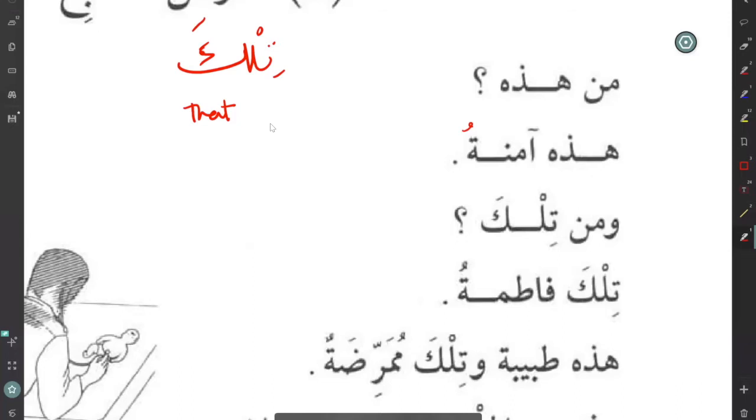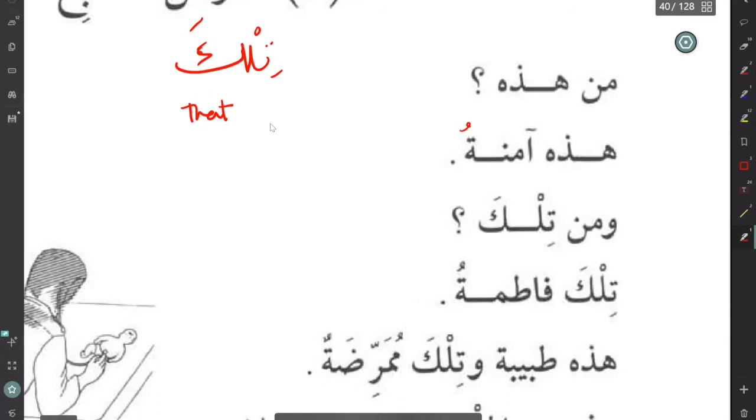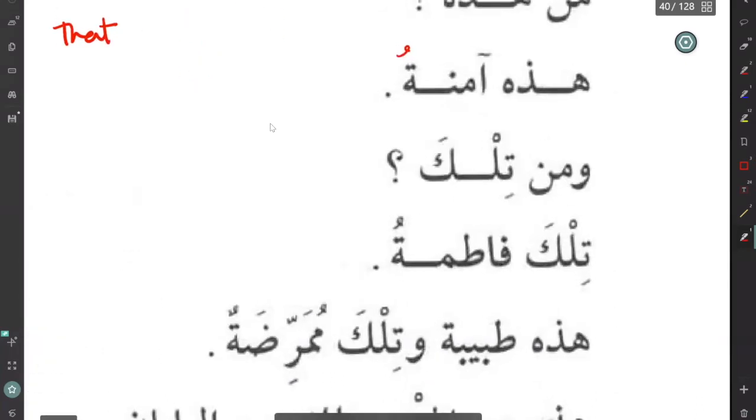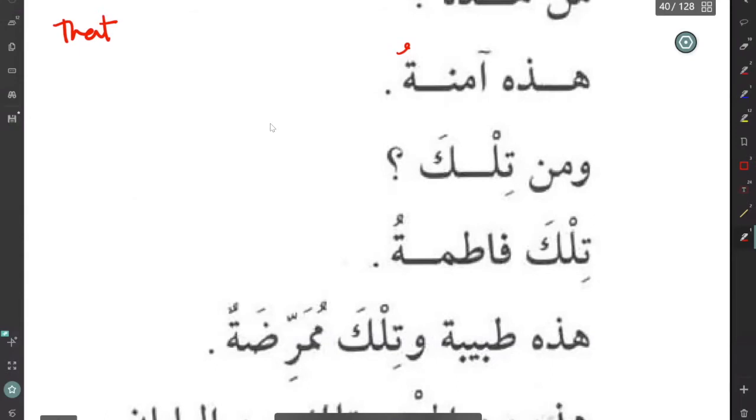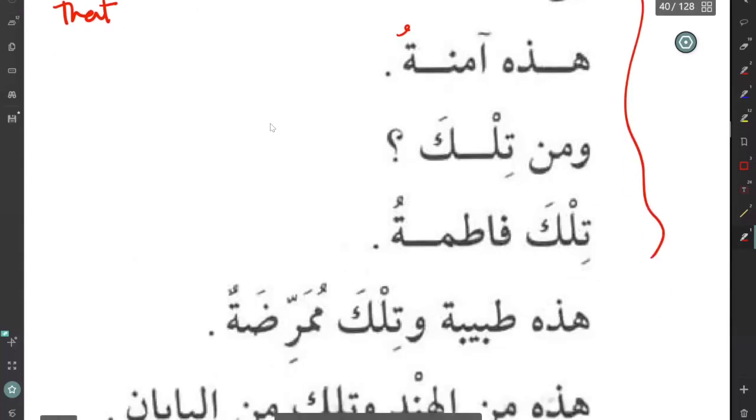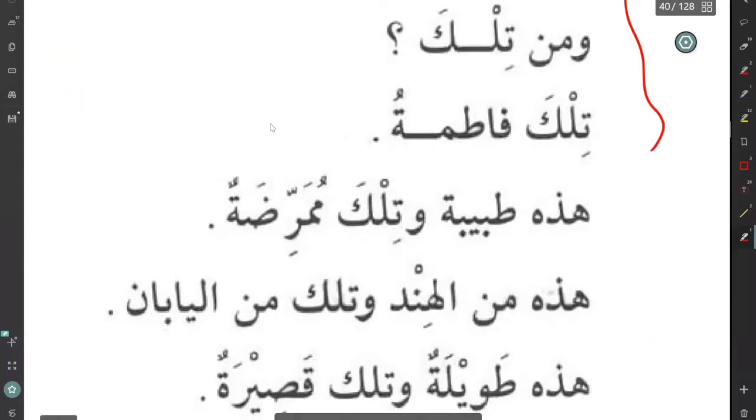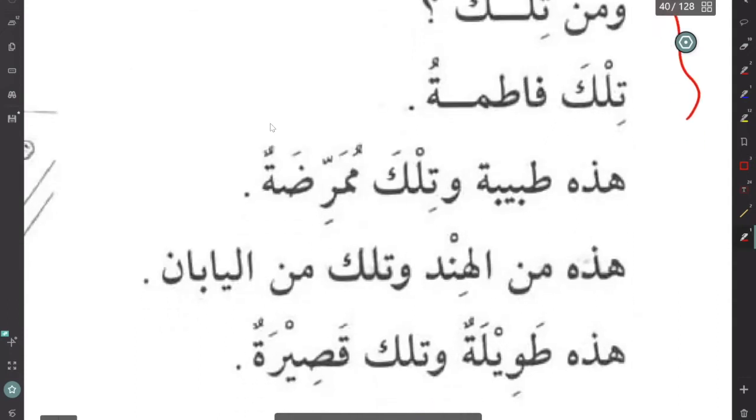You can say hada muhammadun, but with amina, we talked about the feminine name doesn't take tanween. So hadihi aminatu. Waman tilka, and who is that? Tilka Fatima too. Right? So all this translation should be super easy. Only thing is talking about this and that here. هذه طبيبة وتلك ممرضة. ممرضة is nurse. Okay. And طبيبة is doctor. هذه طبيبة وتلك ممرضة.